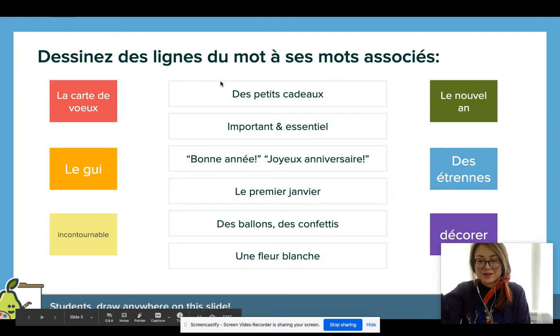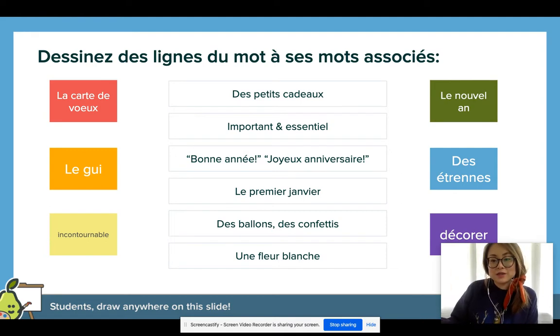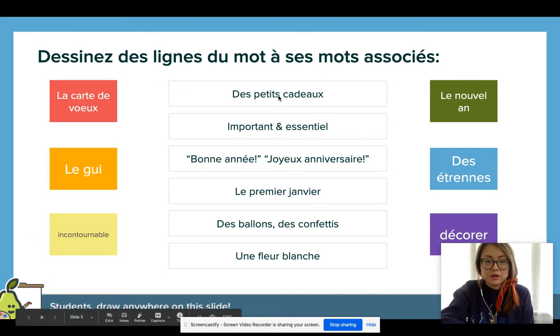Donc, encore, ça c'est avec Pear Deck, but even though we're not doing Pear Deck, I still would like you to do this exercise. So, regardez, il y a des mots au centre et puis vous allez dessiner des lignes, tracer des lignes du mot à ces mots associés.